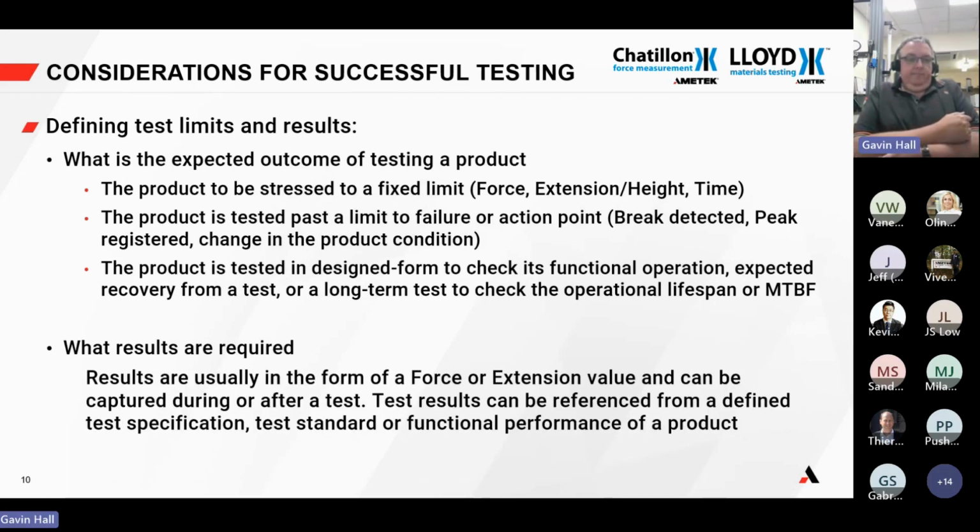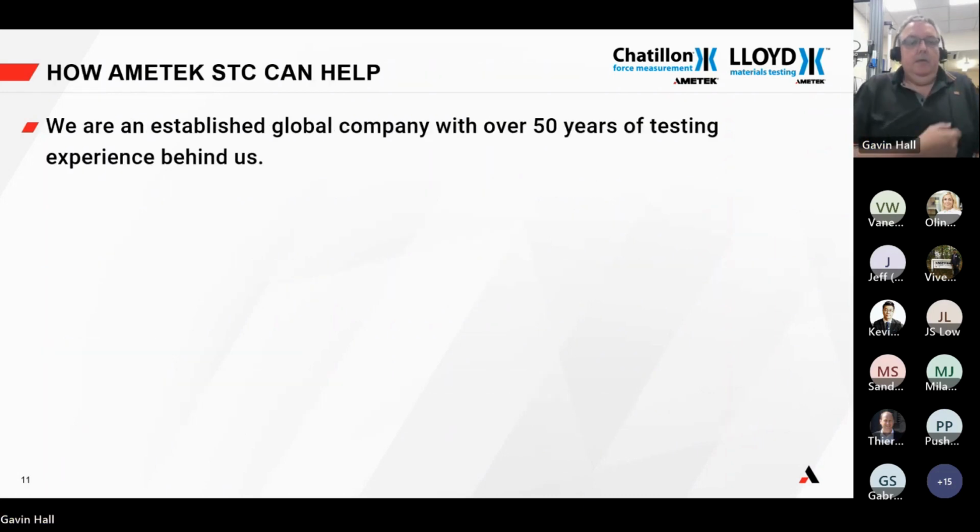What results are required? Results, I mean, are general in most machines, but they have to be defined obviously from the operational use of the machine. But from our particular machines, they're force or extension values, and these can be captured during or after a test. Test results can be referenced from a defined test specification, so an in-house specification, a test standard supplied, or a functional performance of a product. So if we know how a product is supposed to perform in its end use, then we can define results based upon that.